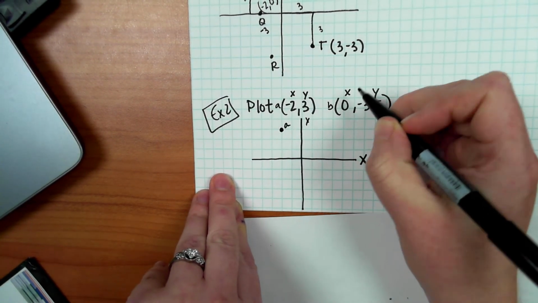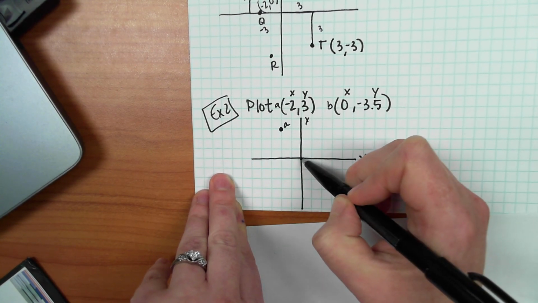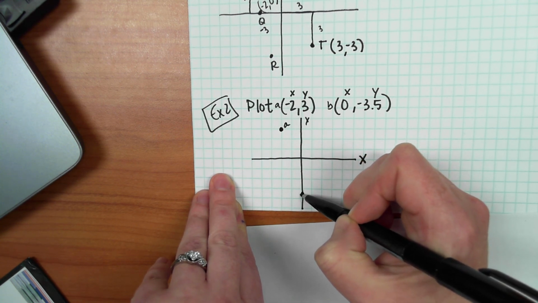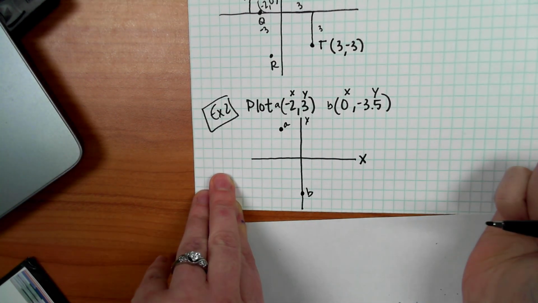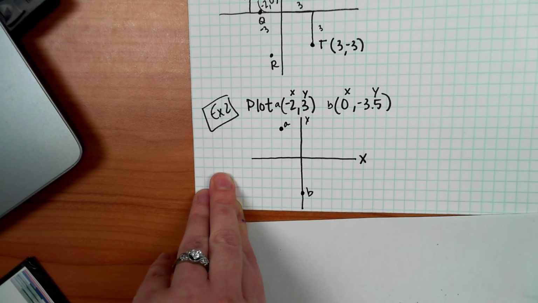This one, for B, we don't move left and right at all. It's 0. And then we move negative 3.5. So down negative 3, 1, 2, 3, and a little bit more, negative 3.5, and there's your point B. So that's for plotting points. Give them a try. Good luck.